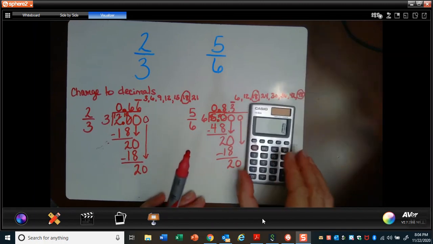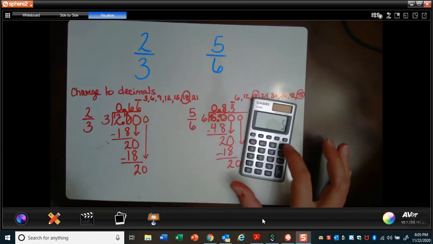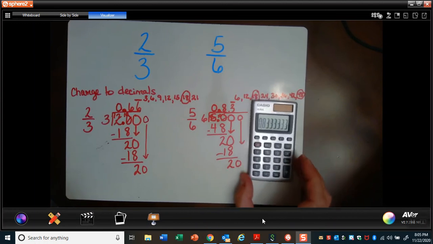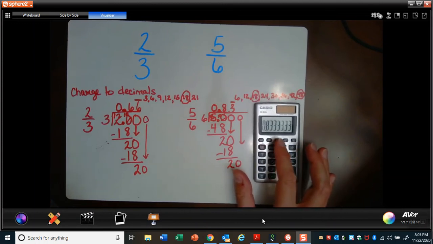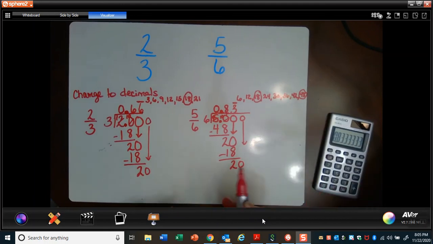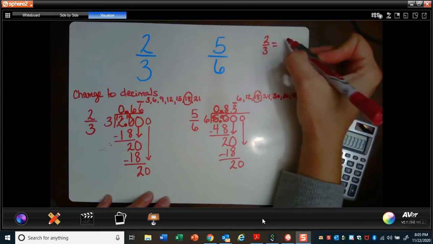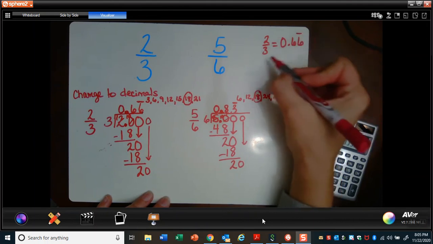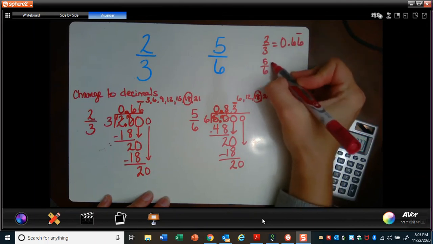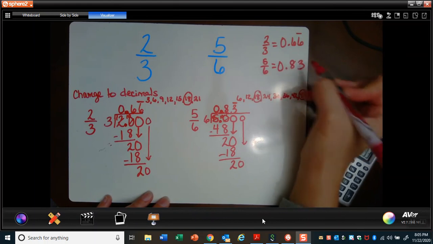And I can prove that by going to my calculator, typing this in as a division statement. 5 divided by 6 equals 8 with a repeated 3. So now I'm going to compare my two decimal amounts. I had 2/3, which I changed into 66 hundredths as a repeated decimal. And then I had 5/6, which I changed into 83 hundredths as a repeated decimal.